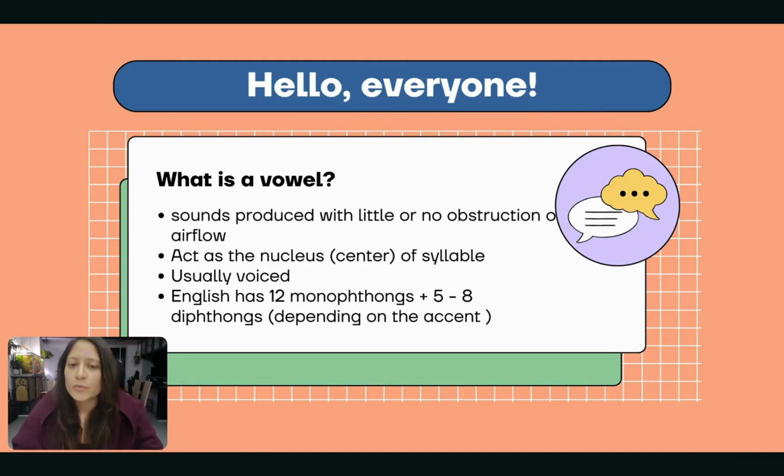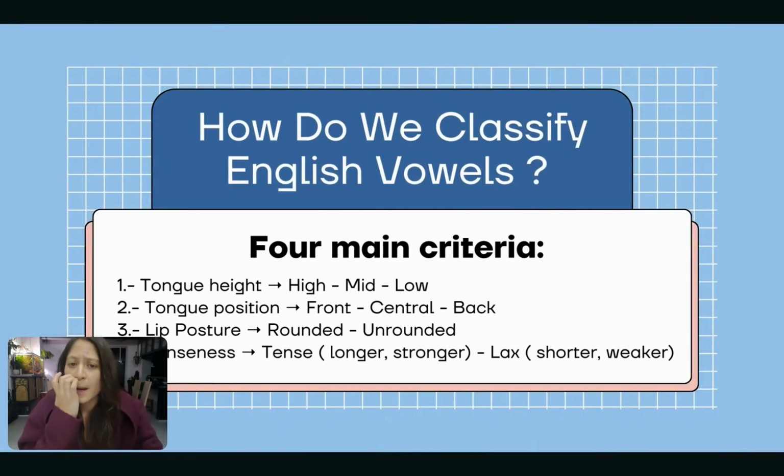Vowels are sounds produced with little or no obstruction of airflow, acting as the nucleus, the center of the syllable, and they are usually voiced. English has 12 monophthongs plus 5 to 8 diphthongs, depending on the accent. So, to begin with, how do we classify English vowels?